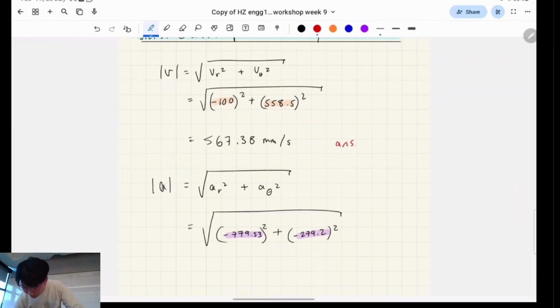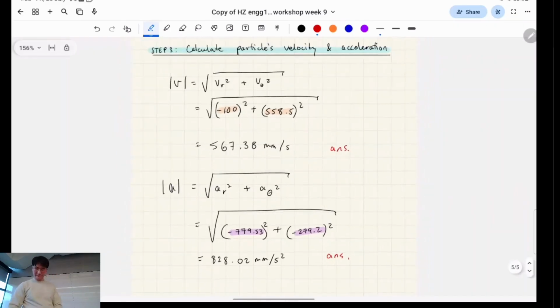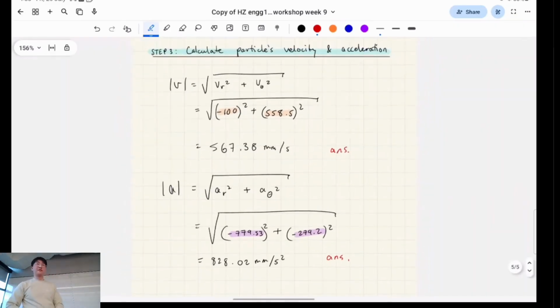That's the answer they were looking for, the velocity of the particle, and this is the answer they were looking for, the acceleration. Right. Yep. All right, I'm going to leave it on that slide.